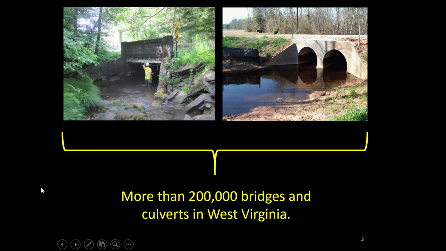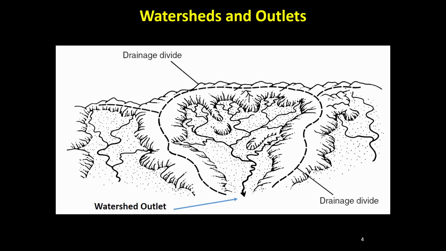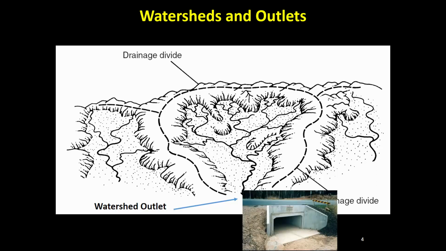So that if you include locally owned and privately owned bridges and culverts, it's probably at least double that. So there's a lot of situations where we need to know what is the flow rate for some stream in order to correctly size a bridge or a culvert. And so the outlet that I'm speaking about when I do watershed modeling is just some location where we're going to have a road crossing a stream.